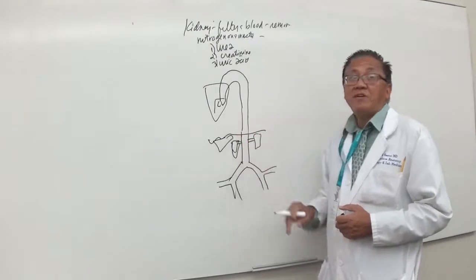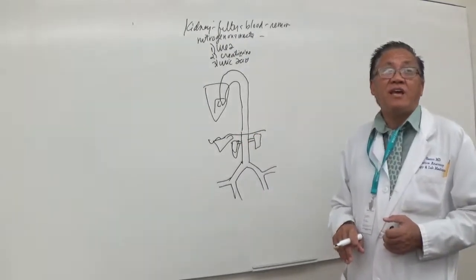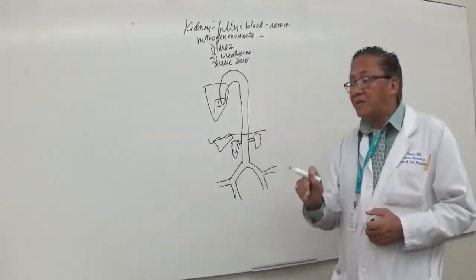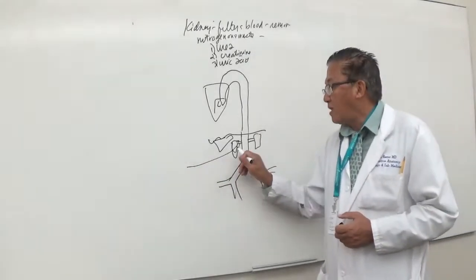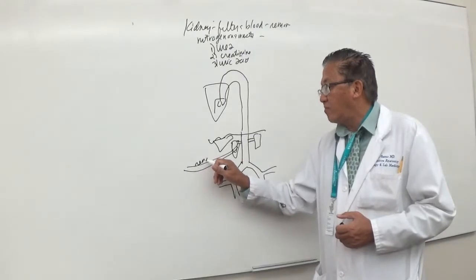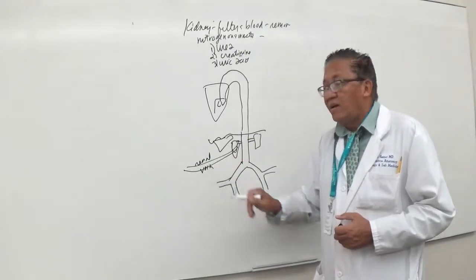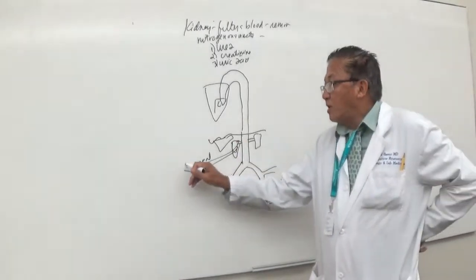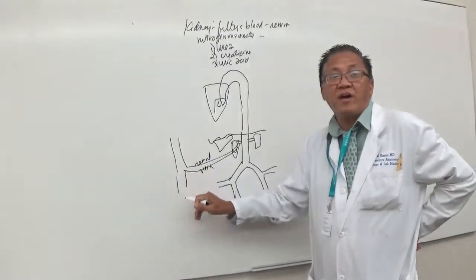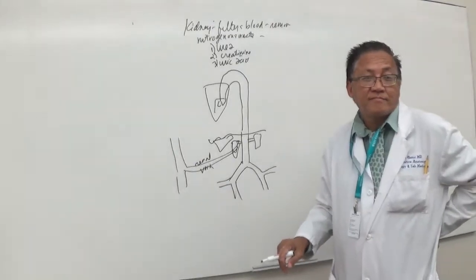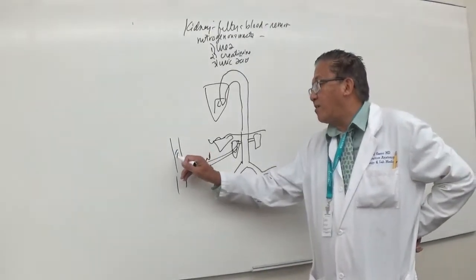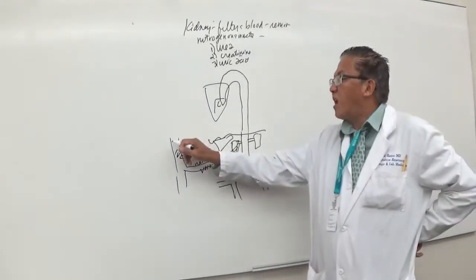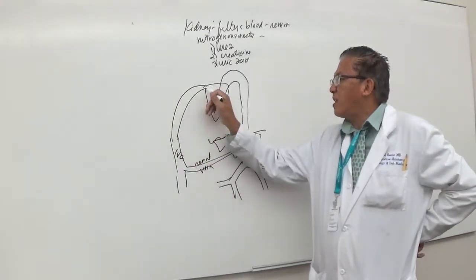So, how does the blood get to the kidney? Renal artery. How does the blood get away from the kidney? Renal vein. And where does the renal vein go? I'm just going to discuss one side of the kidney. It goes to the inferior vena cava. Very good. And where does the inferior vena cava bring the blood to? What chamber of the heart? The right atrium.